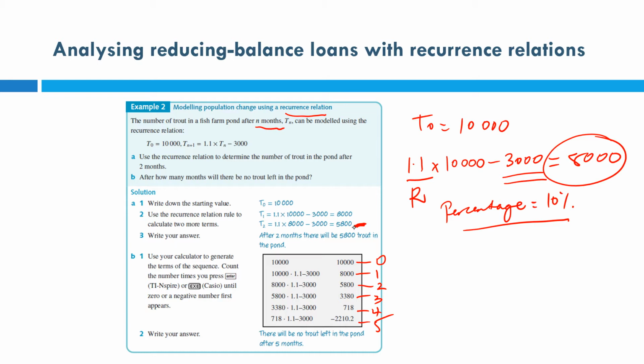And part B there, after how many months will there be no trout left in the pond? If you keep that iteration going and that sequence, you'll find that after 5 months there will be no trout left, because if you look at that, after 4 months, there are still 718 left in the pond. But then in the 5th month, we're going into negative numbers, which obviously is impossible. And in this case, we say that there are no trout left after 5 months.